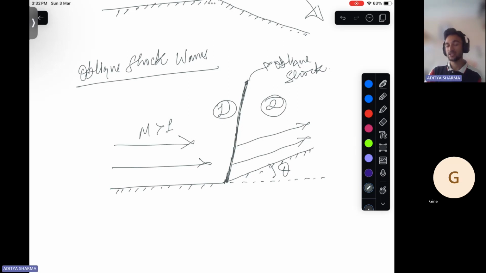Then there are these directions also related to oblique shocks. I'll discuss that when we are discussing a numerical based on oblique shocks. In detail, I shall discuss it later. I just drew this diagram to picturize how oblique shocks are. So this is about oblique shocks, just to picturize.